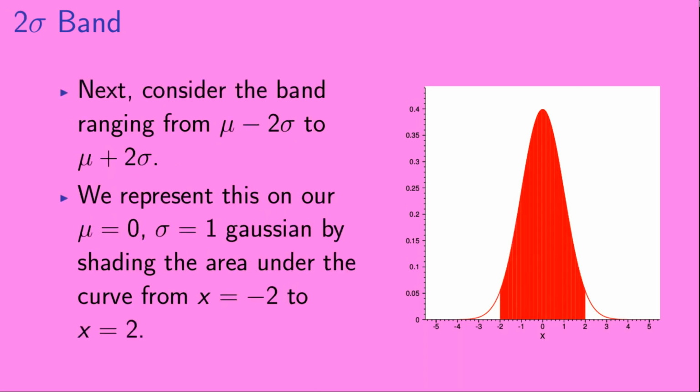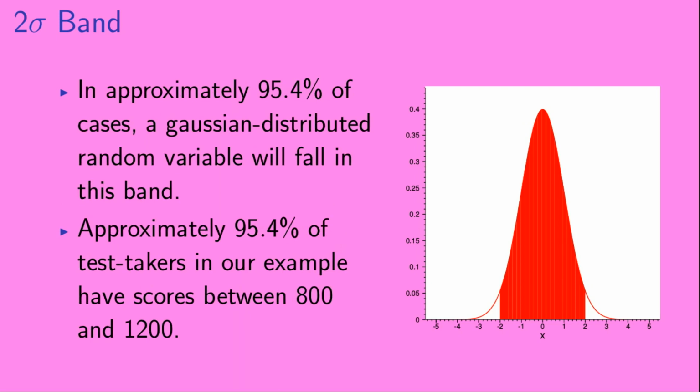So next, consider the band ranging from mu minus 2 sigma to mu plus 2 sigma. We represent this on our mu equals 0, sigma equals 1 Gaussian by shading the area under the curve from x equals minus 2 to x equals 2. In approximately 95.4% of cases, a Gaussian distributed random variable will fall in this band. Approximately 95.4% of test takers in our example will have scores between 800 and 1200.